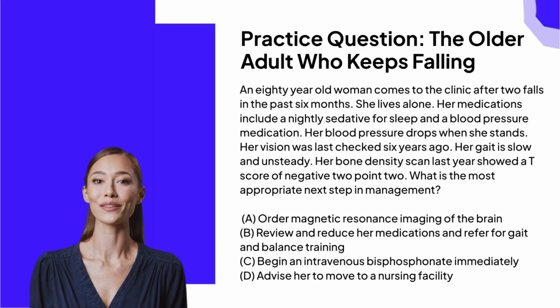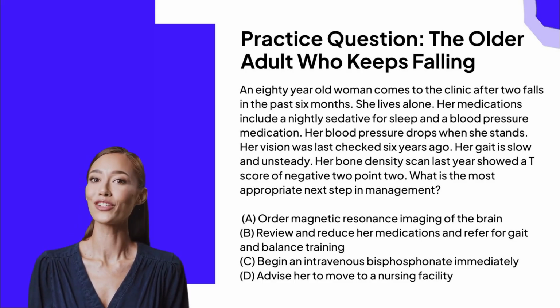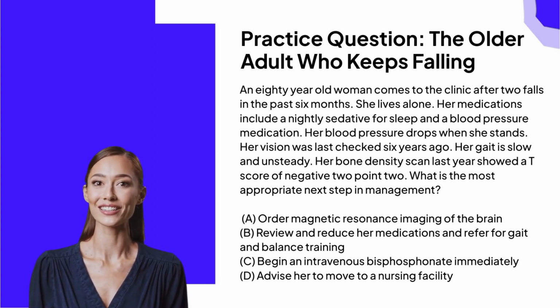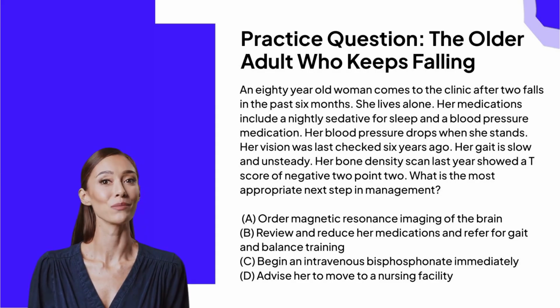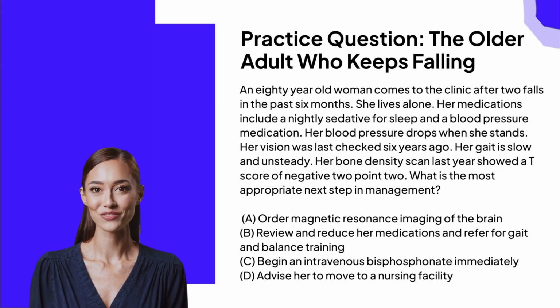Third practice question, the fool's vignette. An 80-year-old woman comes in after 2 falls in 6 months. She lives alone. Her medications include a nightly sedative for sleep and a blood pressure medication. Her blood pressure drops when she stands. Her vision was last checked 6 years ago, and her gait is slow and unsteady. Her bone density scan last year showed a T-score of -2.2. Notice how many details are things you could actually change, and ask whether that T-score meets criteria for anything.